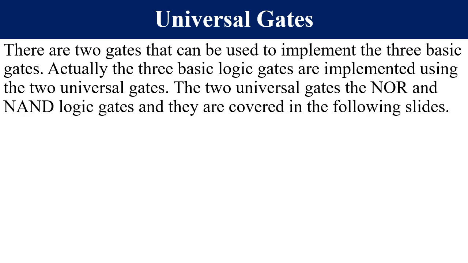Then we've got what you call the universal gates. Why are they called universal? Because they can be used to implement any gate. They can be used to implement an AND gate, they can be used to implement an OR gate, or any type of gate. And the two universal gates are the NAND gate and the NOR gate.